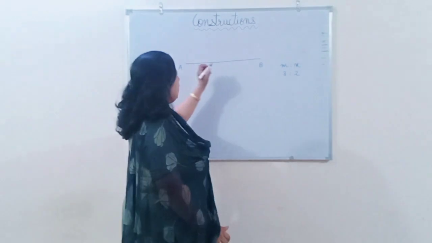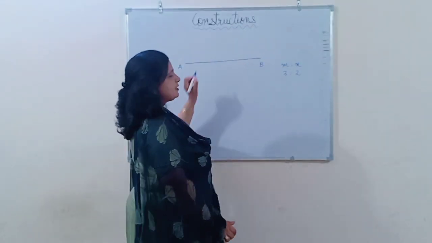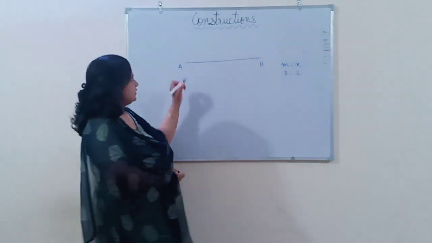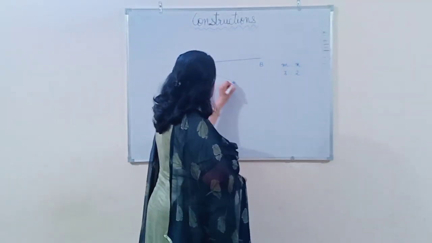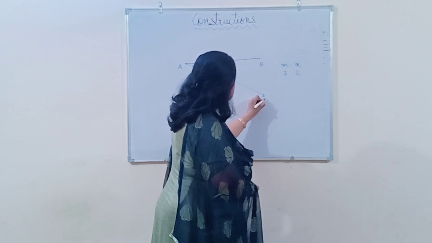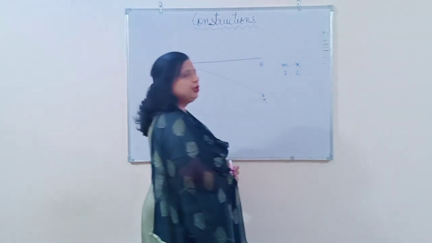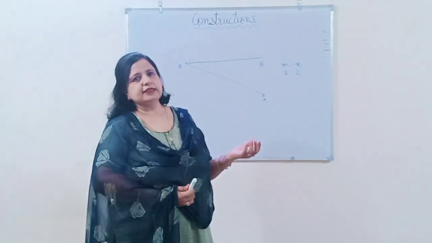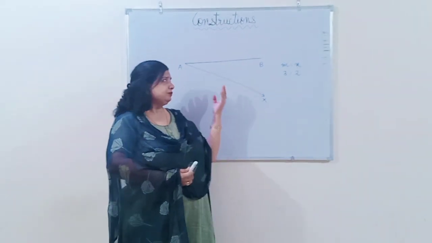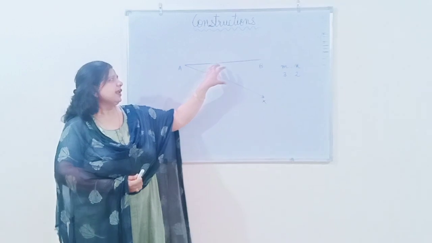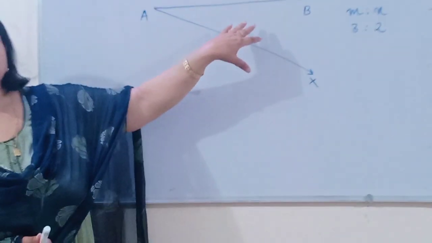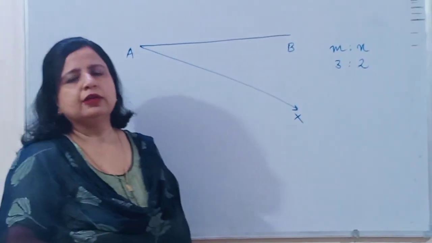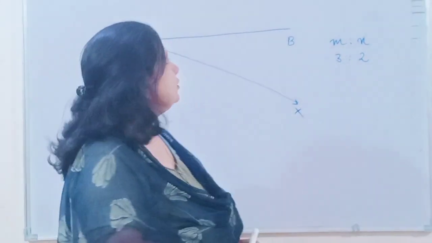Now what we are doing is, let us construct an acute angle BAX. An acute angle, we all know, is an angle greater than 0 degrees but less than 90 degrees. An angle whose measure lies between 0 and 90 will be an acute angle. So we have drawn any acute angle. You can take any measure.